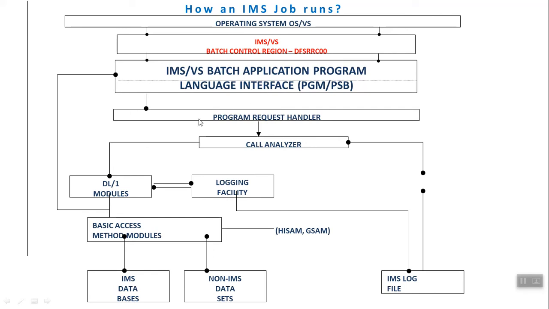Now once the connection has happened, we can issue the calls. CALL COBOL to DLI using get, insert, replace, delete. The calls issued in the program go to the program request handler, and in turn to the call analyzer. All these are system programs. The call analyzer is going to see whether it's a read call or an insert, replace, delete call. If it's a read call, meaning a get call, it sends a request to the DLI module, and the DLI module in turn accesses the data from the database via the access method.